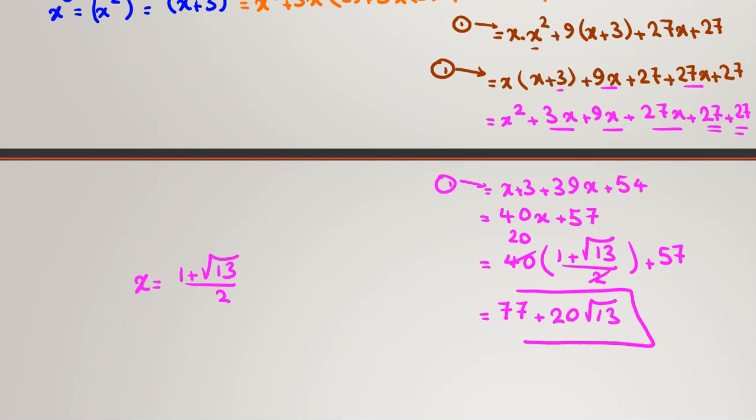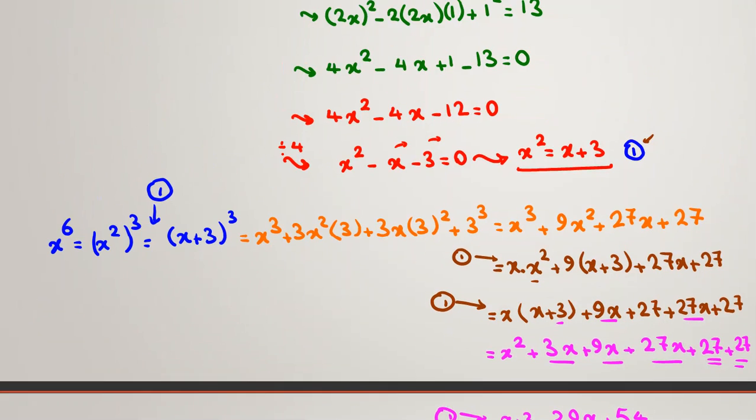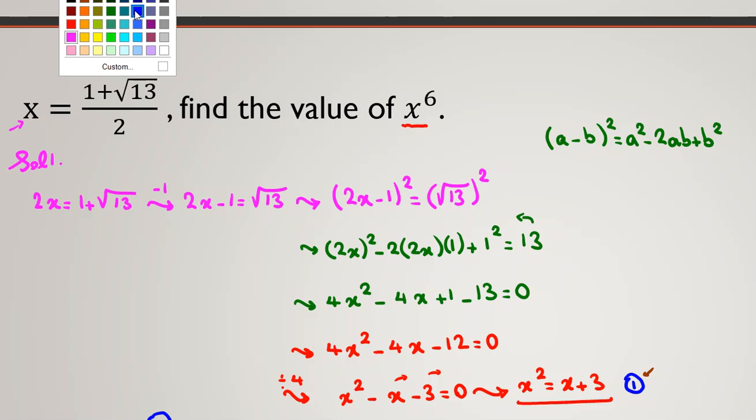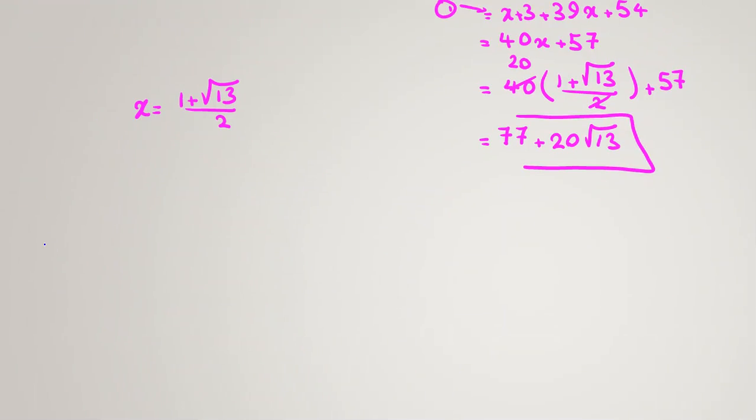I wanted to teach you this trick. But if you see, for example, these things, you can find the equation and decrease the power of x. It was solution number 1. Solution number 2 is with replacement. X is 1 plus root 13. Let's write solution number 2. X equal to 1 plus root 13 over 2, and x to the 6 equal to what?